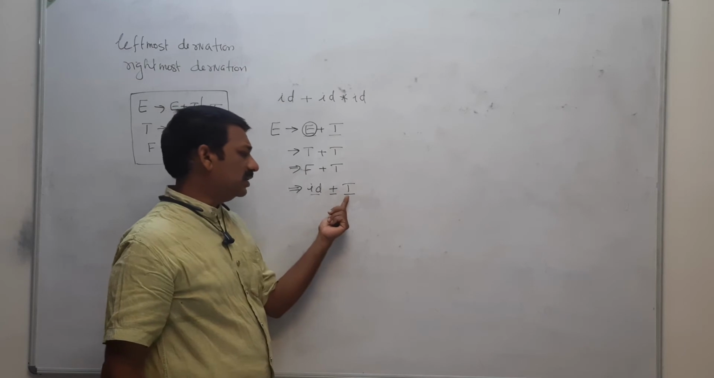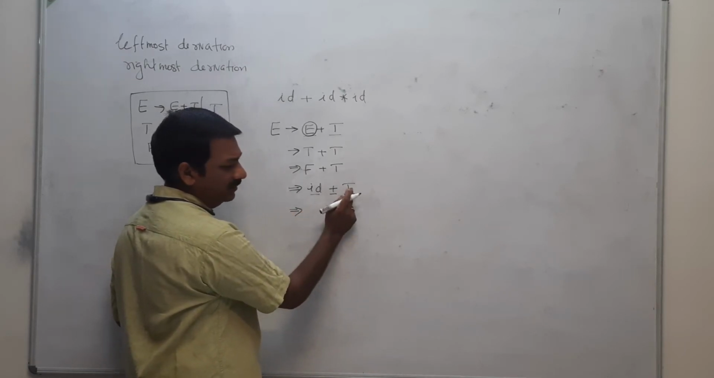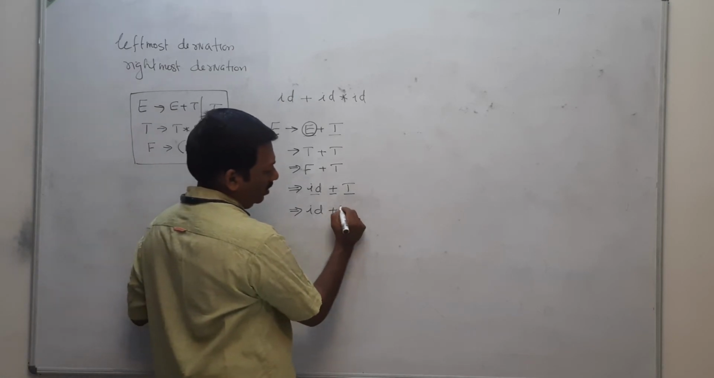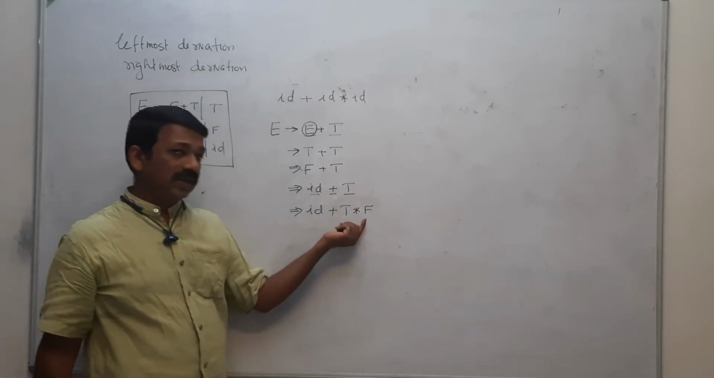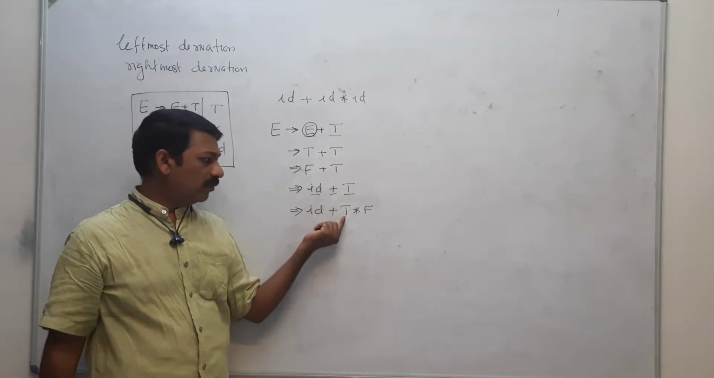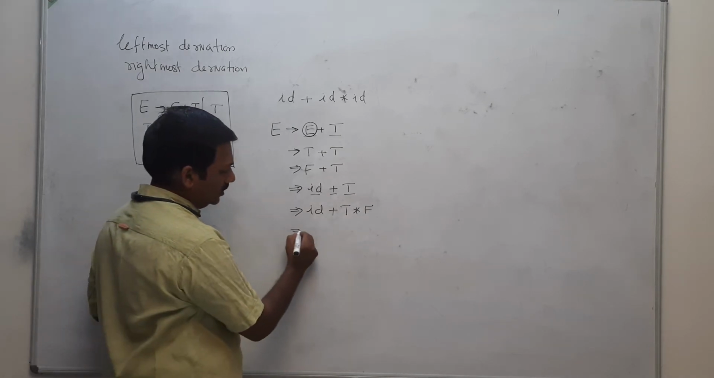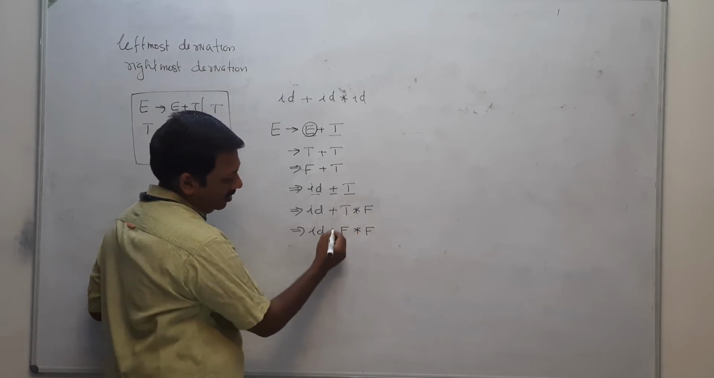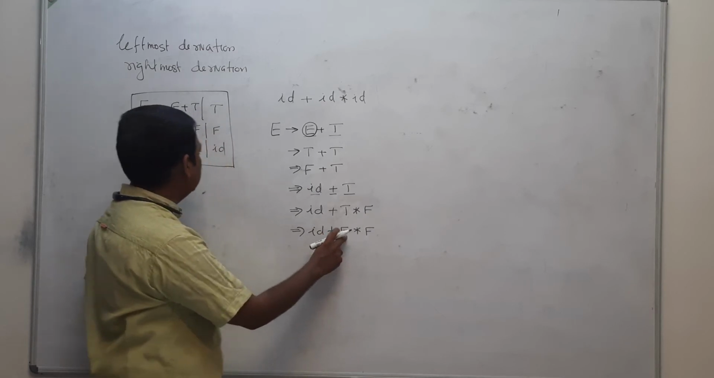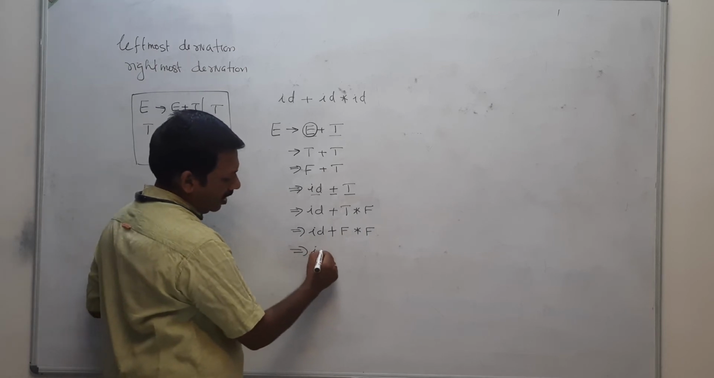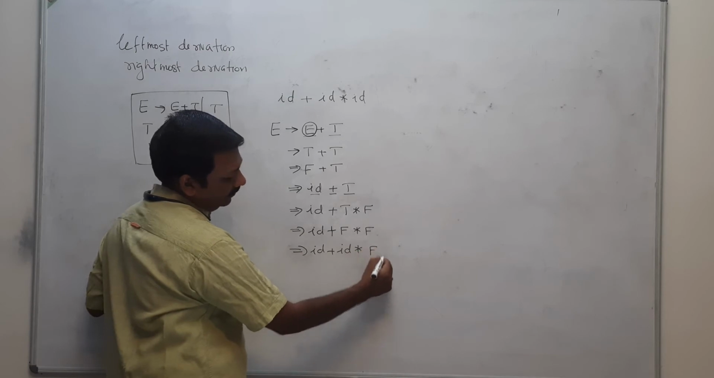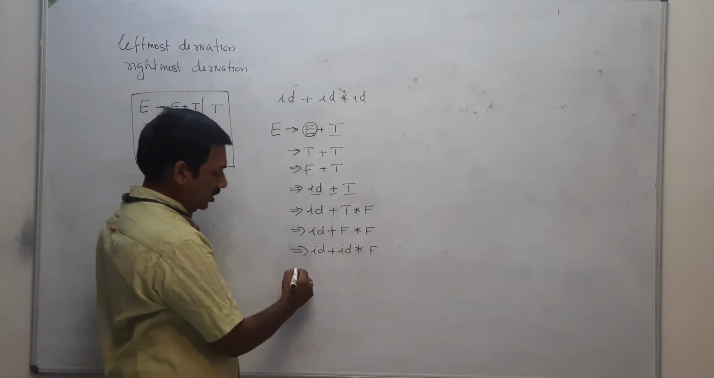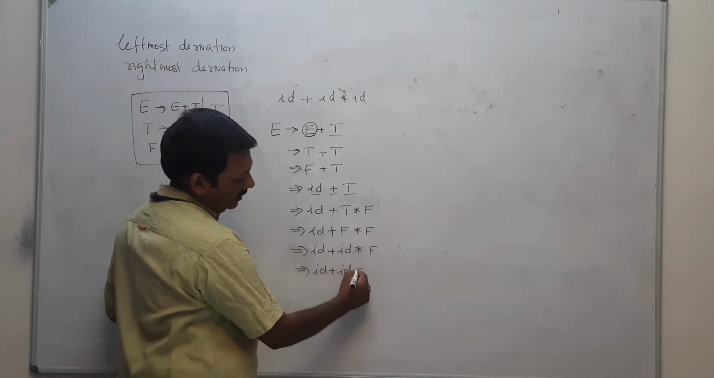Now the leftmost non-terminal is this T, and I am going to replace it using T derives T star F. Here also the leftmost non-terminal is T, so I am going to replace this T with F, giving ID plus F star F. Now I am going to replace this F with ID, so F derives ID, giving ID plus ID star F. Again the leftmost non-terminal is F, and I replace it with ID, so I have ID plus ID star ID.